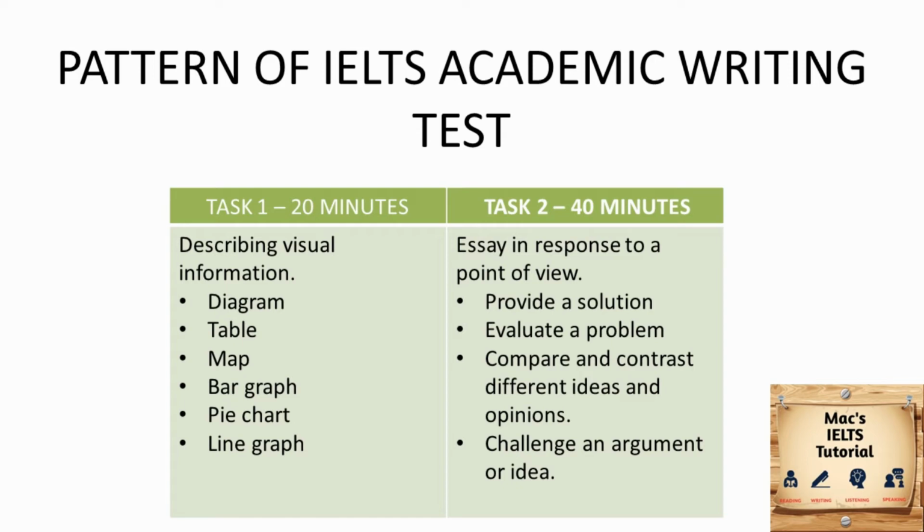Diagrams, tables, maps, bar graphs, pie chart, and line graph are the different types of visual information which you might get. In task 2, you must write an essay in response to a point of view, argument, or a problem. You will be asked to provide a solution to the given problem or discuss about the given problem, compare and contrast different ideas or opinions, challenge an argument or idea.